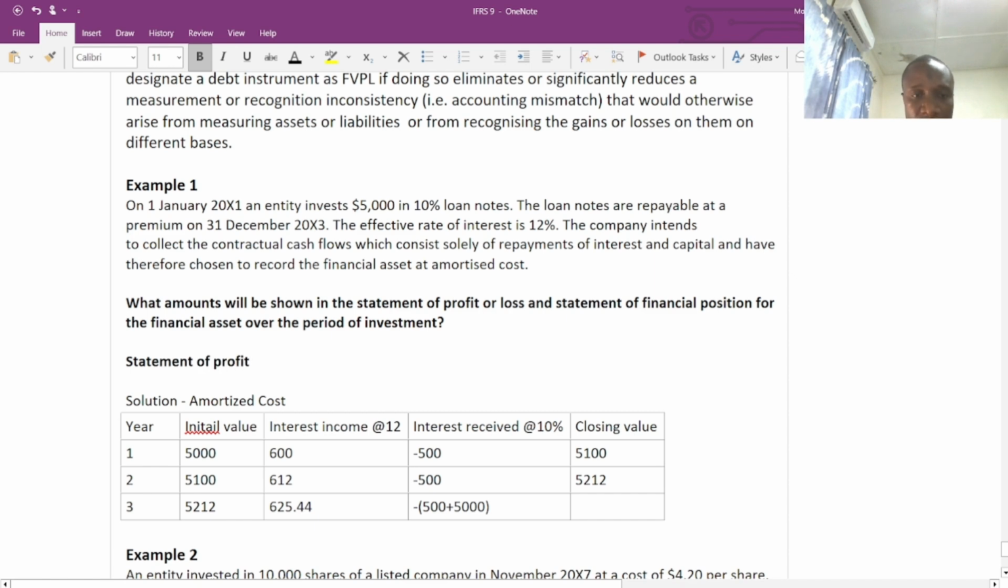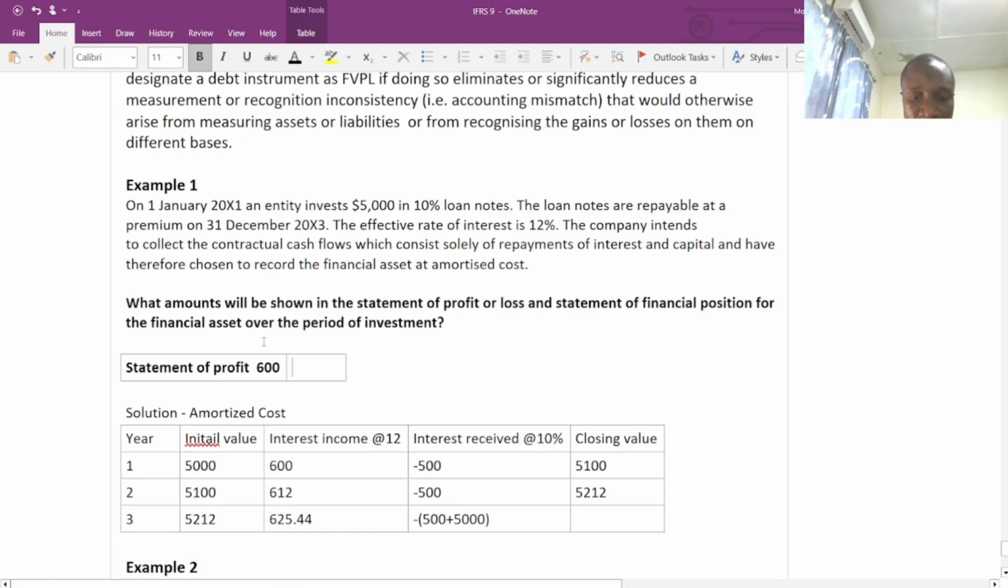Statement of profit or loss. We are going to show 600. We are going to show 612. We are going to show 625.44.